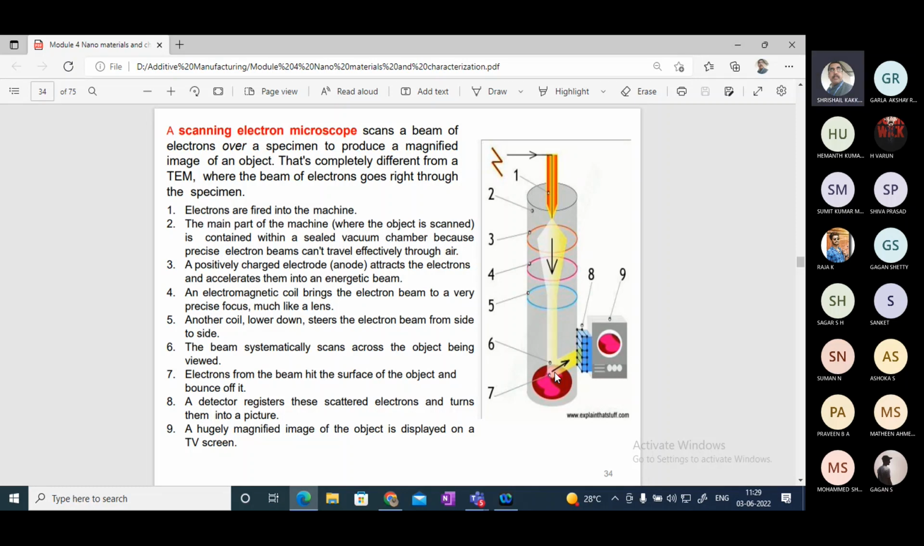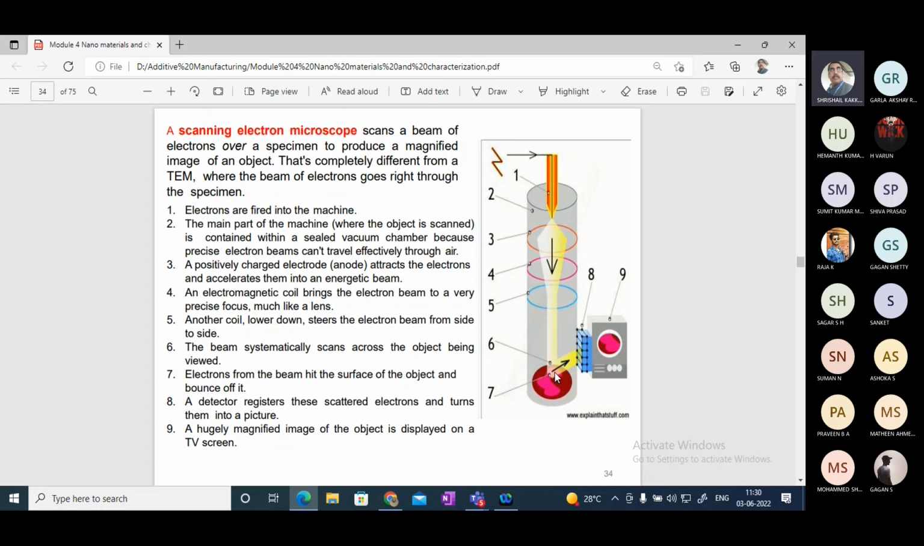What is the meaning of scanning? Here, scanning means we are not going to move the workpiece or the specimen or the electrons. Please look here. The electrons which are directed over the surface of the specimen will be bounced back and registered at the detector.